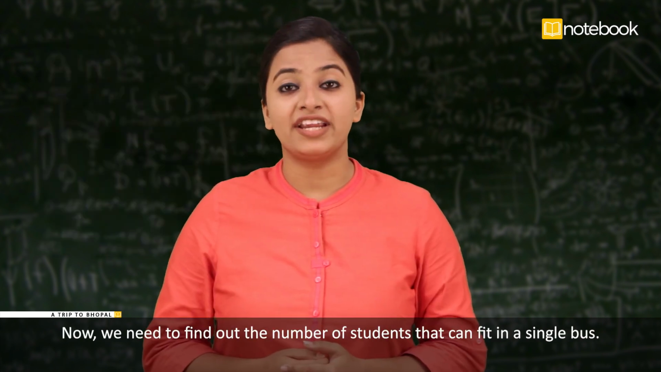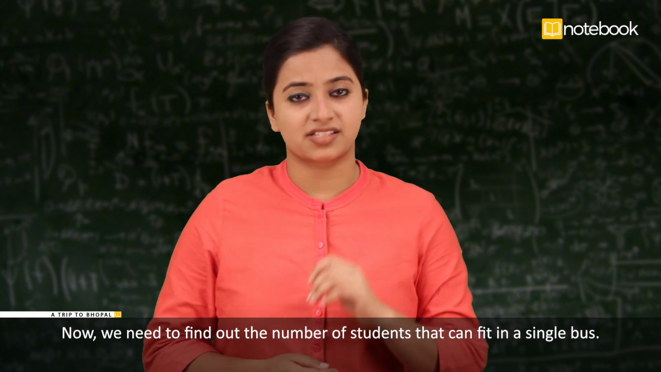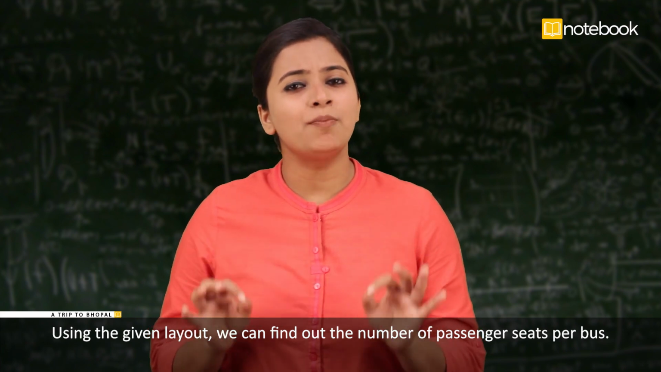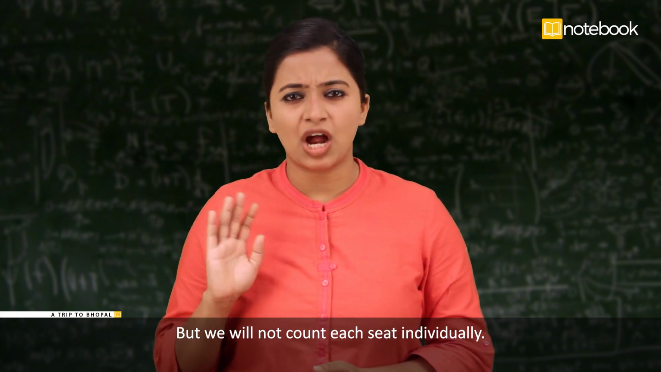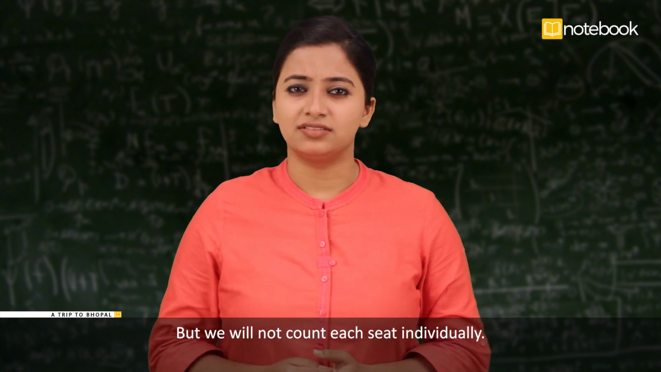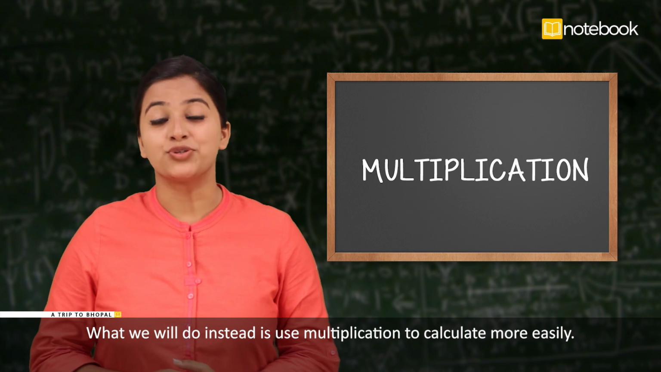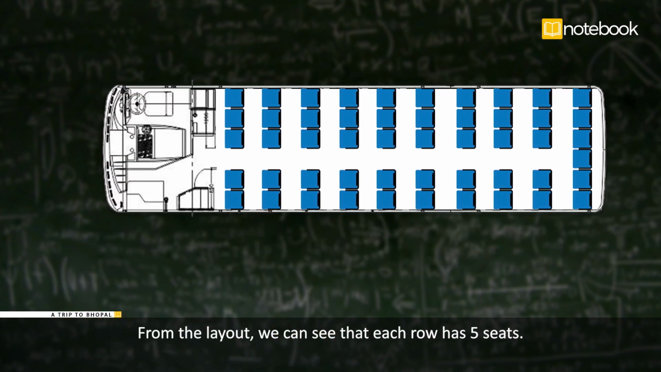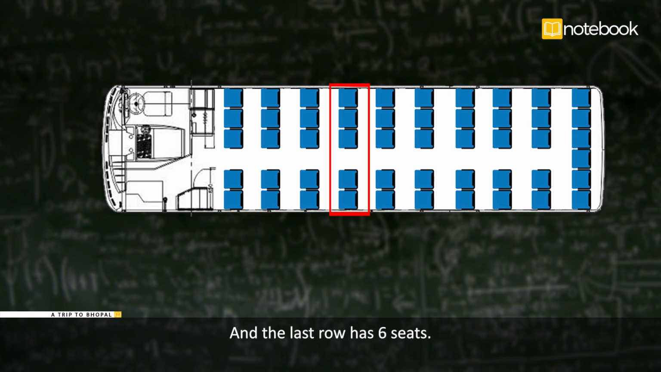Now, we need to find out the number of students that can fit in a single bus. Using the given layout, we can find out the number of passenger seats per bus. But we will not count each seat individually. What we will do instead is use multiplication to calculate more easily. From the layout, we can see that each row has 5 seats and the last row has 6 seats.